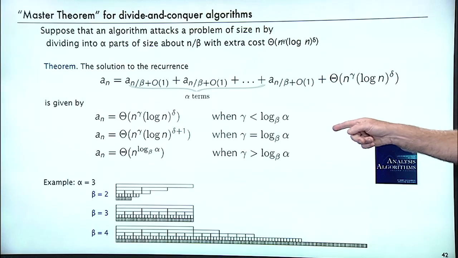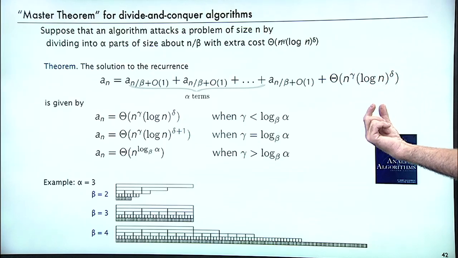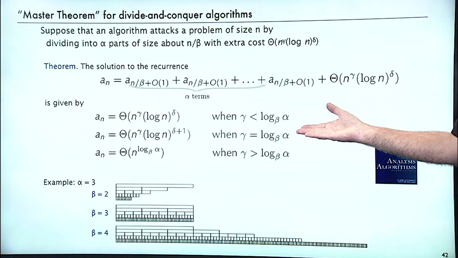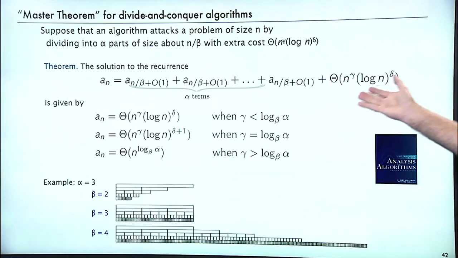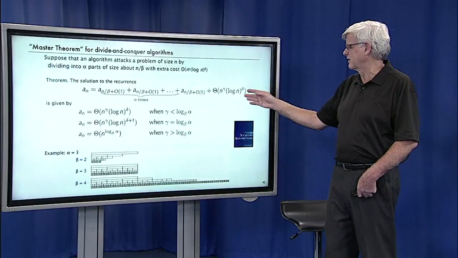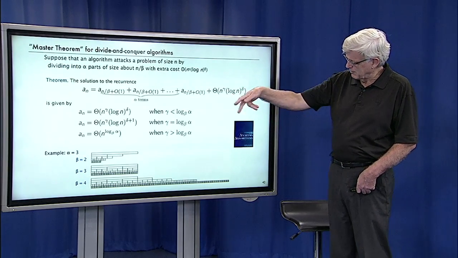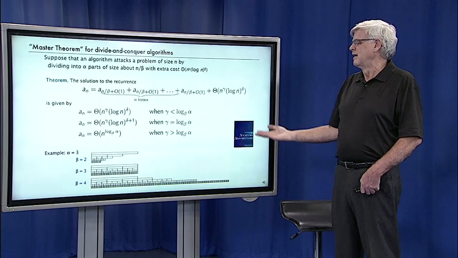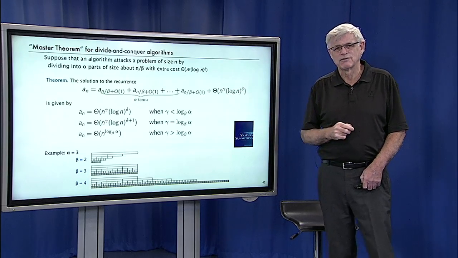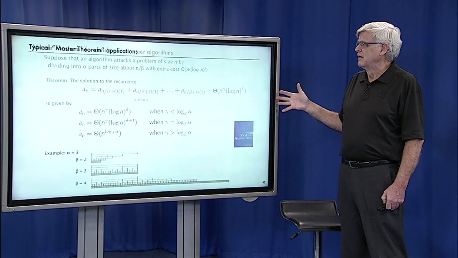If, on the other hand, you're dividing into 3 parts, but they're small, then what's going to happen is that really all that matters is the first cost, and the rest of them become not so significant. So really the cost of doing it the first time is what counts. But if your problem sizes are bigger, then it's all about the number of problems that you get at the end. And that's where n to the log base beta of alpha comes from. So that's the master theorem for divide and conquer algorithms.